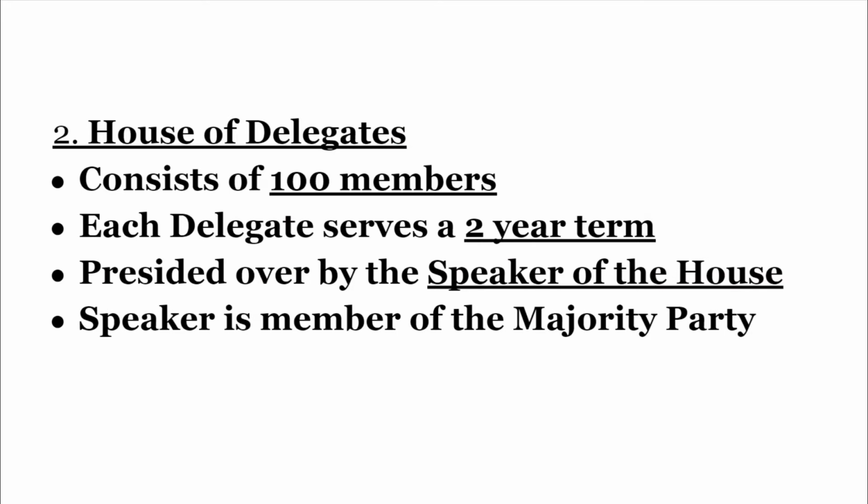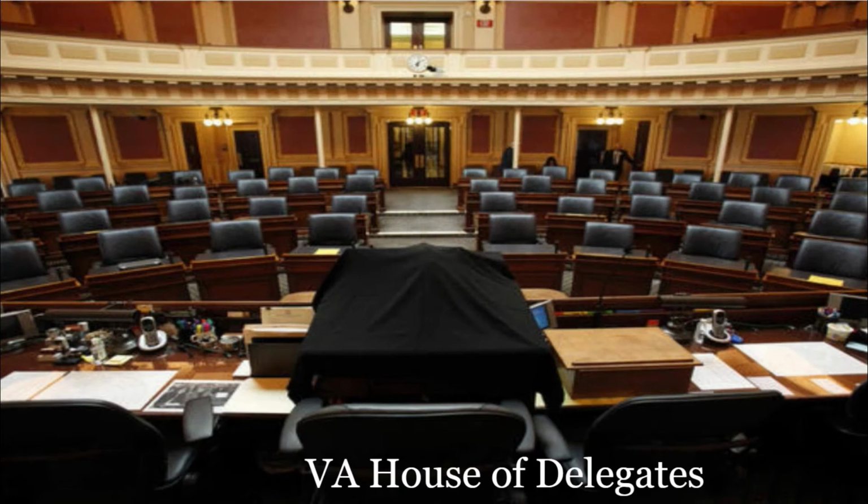And then we talk about the House of Delegates. The Delegates have 100 members. They serve a 2-year term, and they're presided over by the Speaker of the House. Similar key concept to the federal level. The Speaker is the member of the majority party, so whatever party has the most seats, that person is in charge, just like at the federal level as well. So here is the House of Delegates, view from the Speaker's seat.